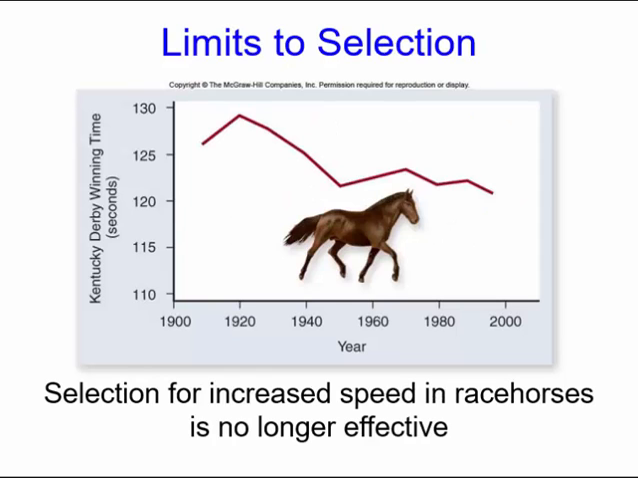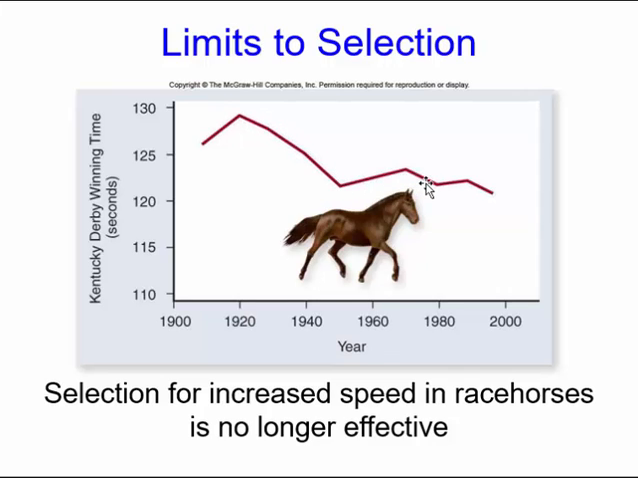There are also limits to selection based on all these things that we've talked about. And I like this example here. This is an artificial selection example where we look at winning times for Kentucky Derby winners. If you're not familiar, the Kentucky Derby is a horse race. And what you see over time from 1910-ish or so, here are the winning times, 125 seconds-ish. We see that increase a little bit and then decrease.